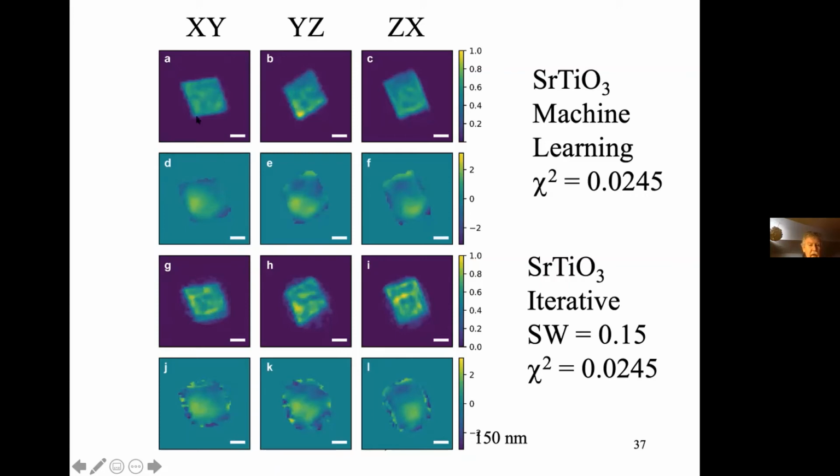I would say that there is more fluctuation of the amplitude in the iterative image than there is in the machine learning. That may be good, fluctuation is real, but we don't know, so we just have to say that's what's happening.